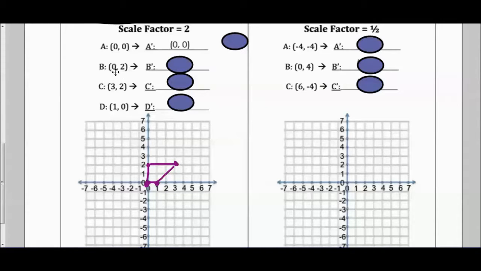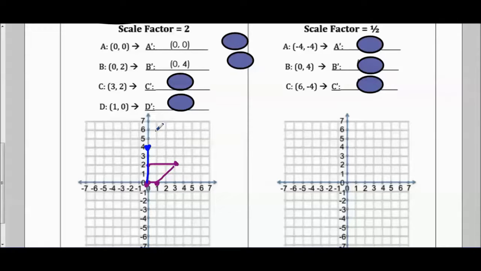For letter B, we're multiplying 0 times 2. That part doesn't change. But for the y coordinate, we're multiplying 2 times 2. That will change. That'll give us 0, 4. So for letter B, we're going to plot that at 0, 4. That's going to go up to here. So it went up from 0, 2 to 0, 4. It doubled its distance away from the origin.